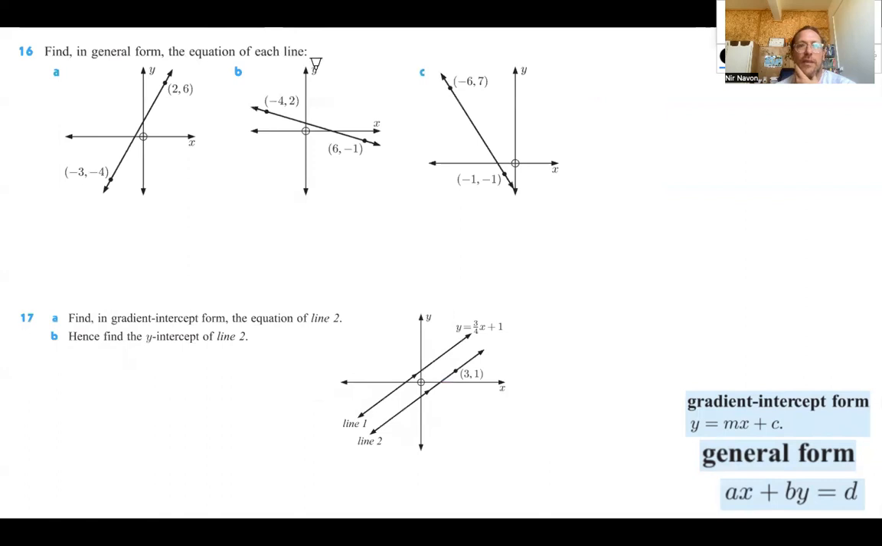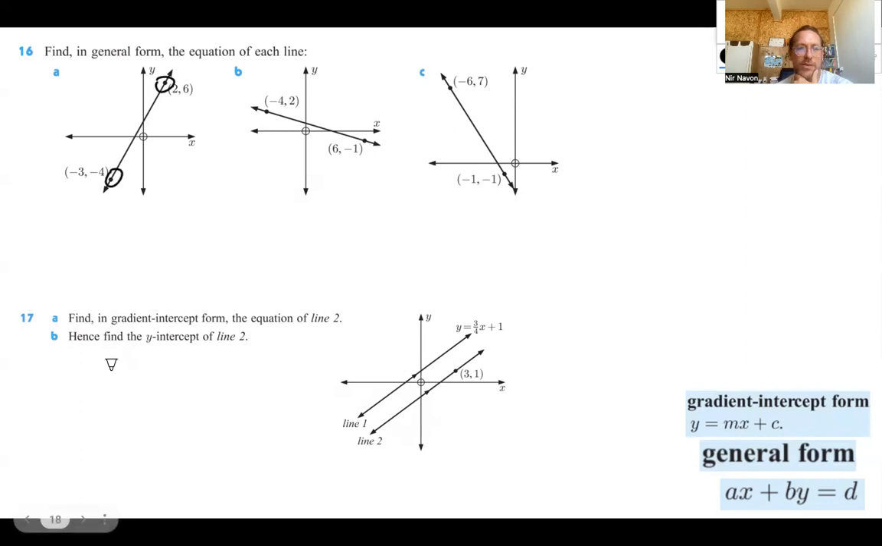Find in general form the equation of a line. So we have 2 points. We can find the gradient once we have 2 points, and then with either of the points and the gradient, we can find the equation of a line.